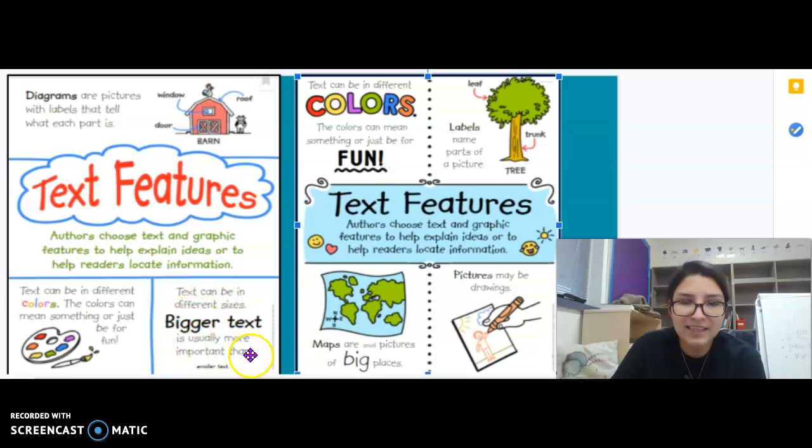All right, our last text feature is bigger text. Do you remember what I told you the other day about bigger text? What are some different words we can use for bigger text? We could use bold word or keyword, right? So text can be in different sizes. Bigger text is usually more important than smaller text. So this right here is an example of bigger text. Right here, see how this text is smaller? It's because they want this to really stand out so the reader really notices this word.